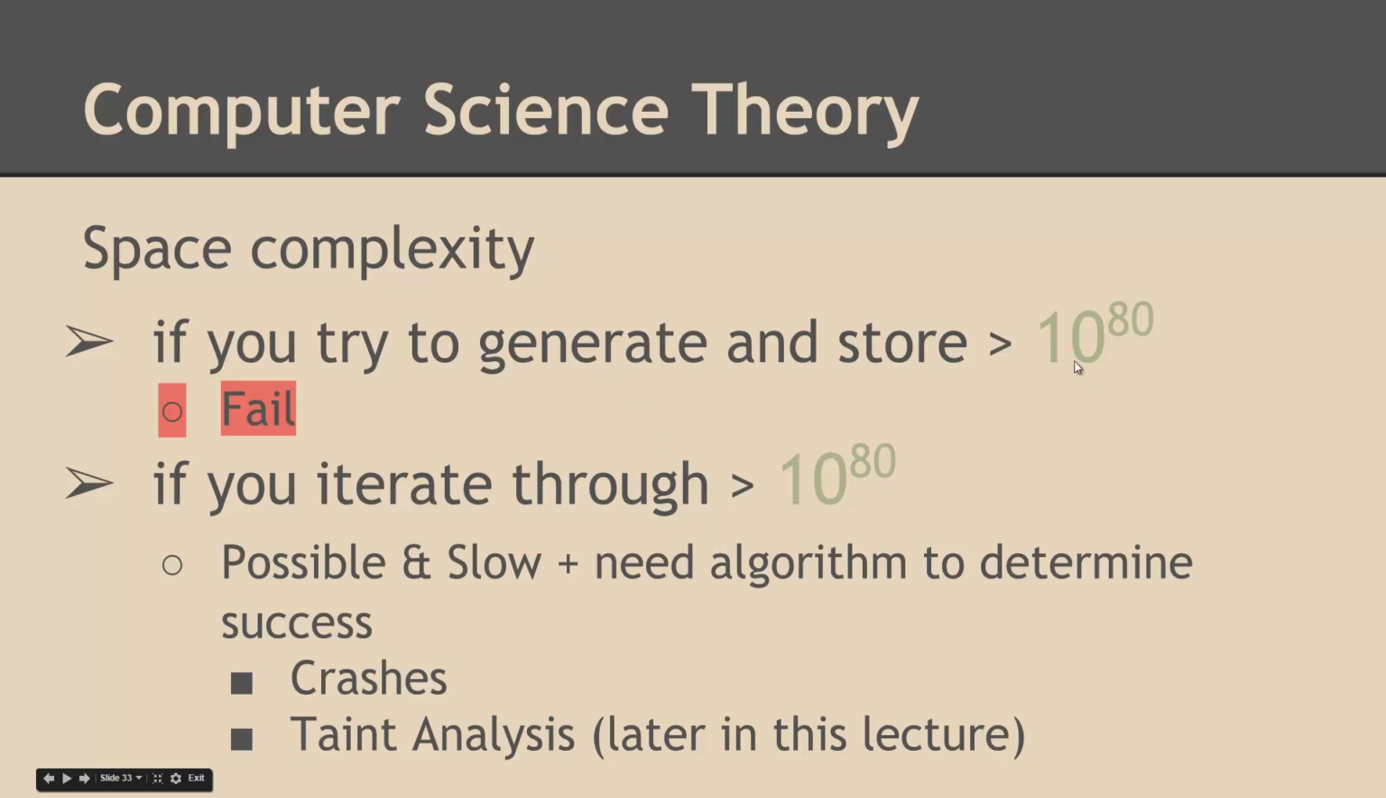If you try to generate and store over 10 to the 80 test cases, you will likely fail. But if you try to iterate through 10 to the 80 test cases, that's fine. That's also bordering on the realm of cryptanalysis in terms of whether or not this is feasible. The feasibility is dictated by whether or not you have an algorithm to determine success in your iteration. Mainly for fuzzing, that is generating something that can crash the application under test.